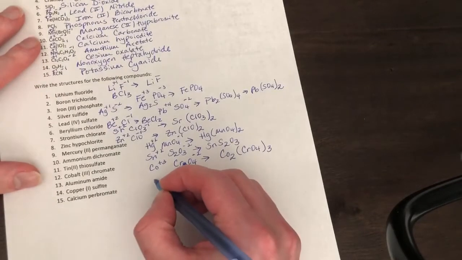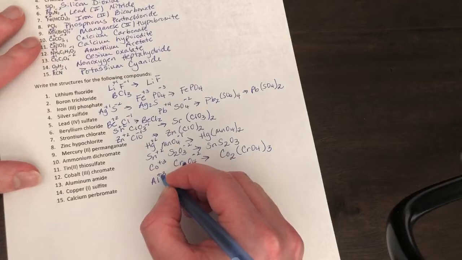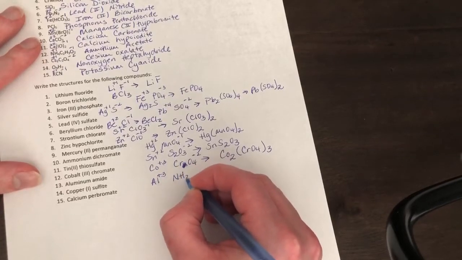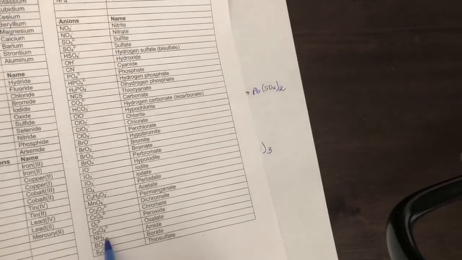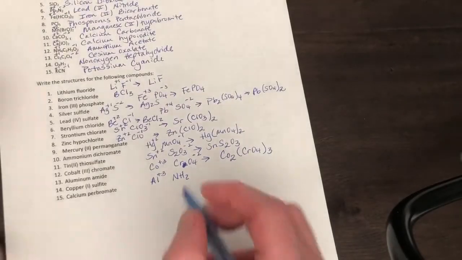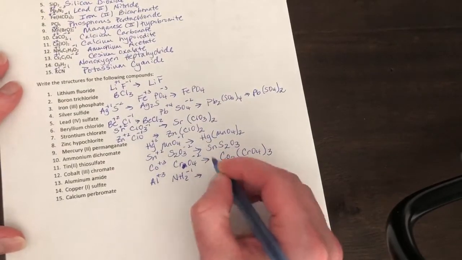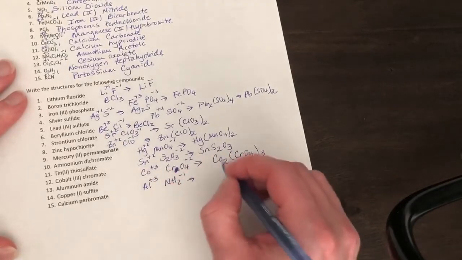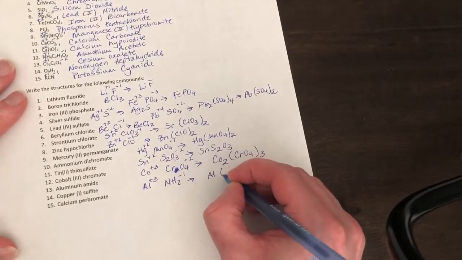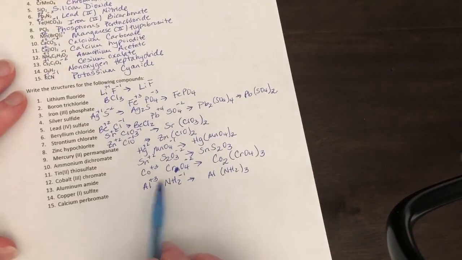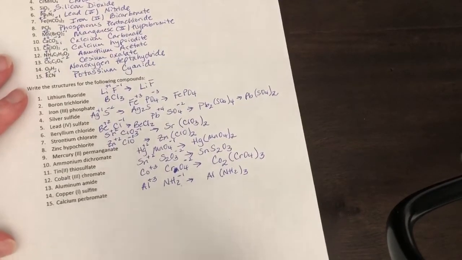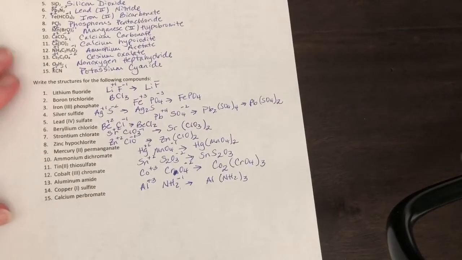Aluminum amide. Aluminum is Al with a +3 charge. Amide is NH2, and that has a -1 charge. Okay, so crisscross, we get Al(NH2)3. Okay, we have to use parentheses because we're crisscrossing to a polyatomic ion.